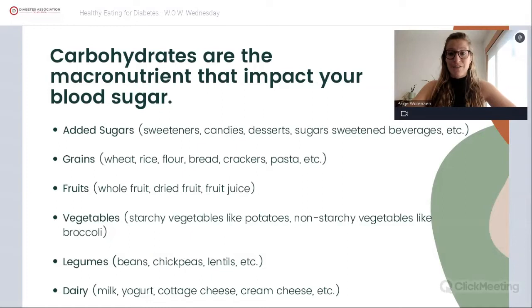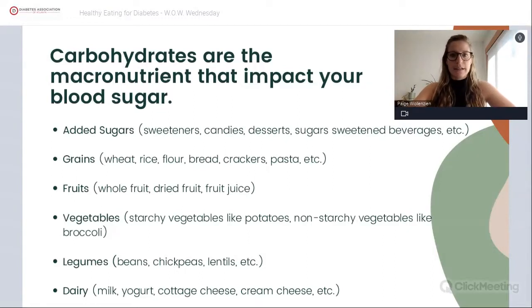And then non-starchy vegetables, they do contain carbohydrates, but they don't have as much of that starchy component, such as broccoli. We'll get into that more, don't worry. And then legumes such as beans, chickpeas, lentils, these all contain a carbohydrate. And lastly, dairy. So things like milk, yogurt, cottage cheese, cream cheese.